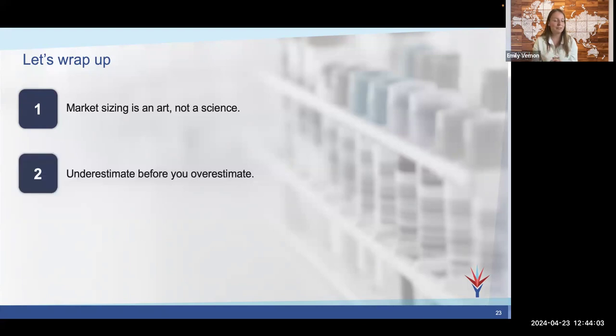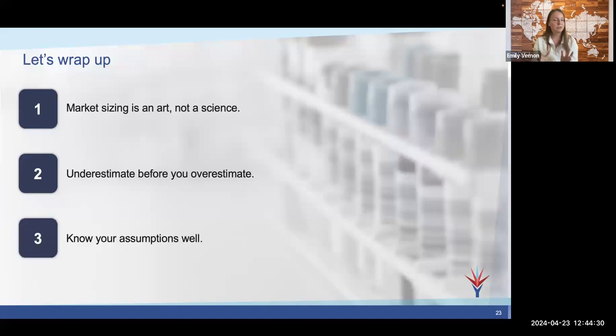We've hit this a couple of times too, but it is better to be more conservative. Investors and strategic partners and reviewers of grant applications will be looking to see if the numbers are realistic. Of course, a bigger number is obviously more attractive, or would seem to be more attractive. But in reality, a more realistic number will get you farther in these conversations. So definitely underestimate before you overestimate.